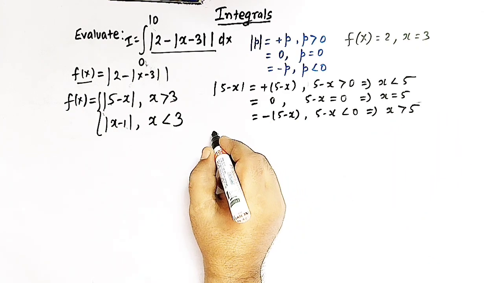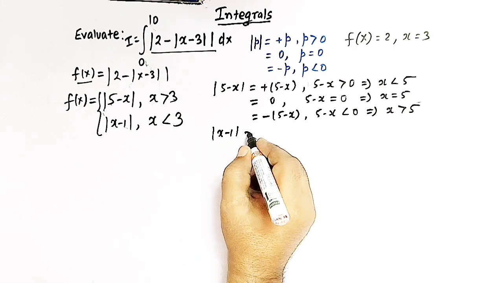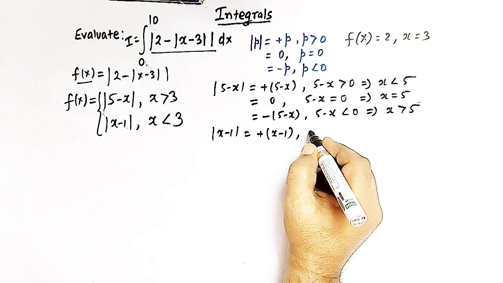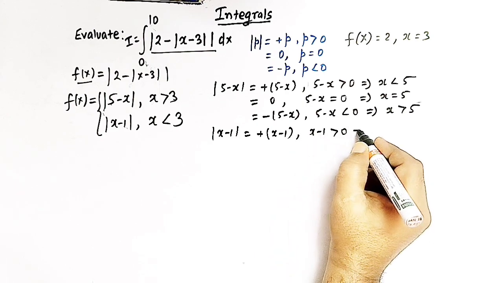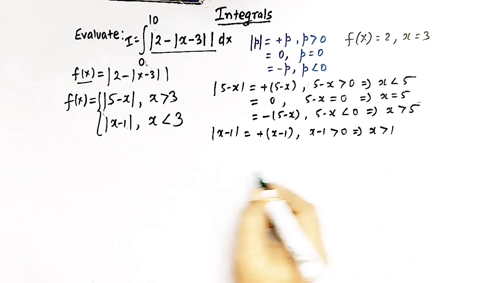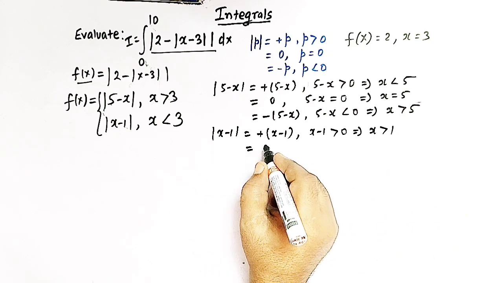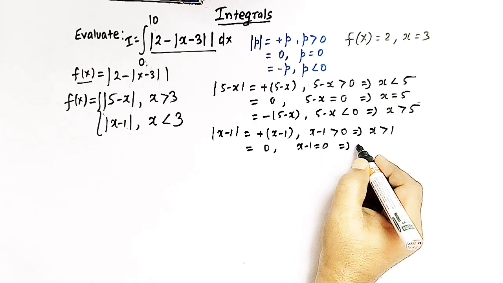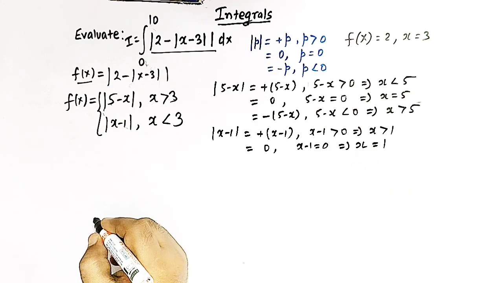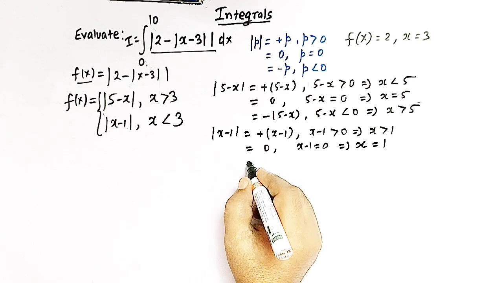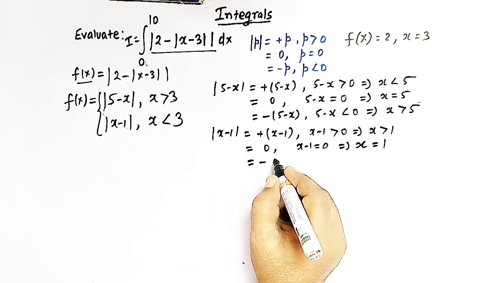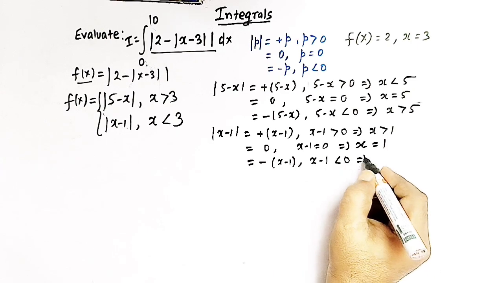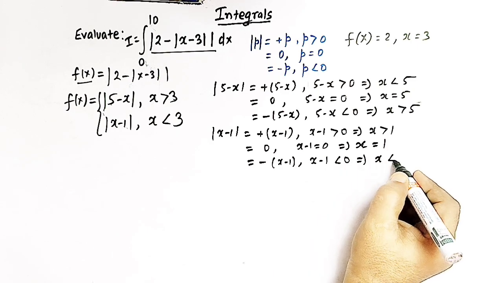Now similarly we define mod of x minus 1. So mod of x minus 1 is positive x minus 1 whenever x minus 1 is greater than 0, it implies x greater than 1, and mod of x minus 1 is 0 when x minus 1 is equal to 0, this implies x is equal to 1, right? And mod of x minus 1 is negative of x minus 1 when x minus 1 is less than 0, that is x less than 1.